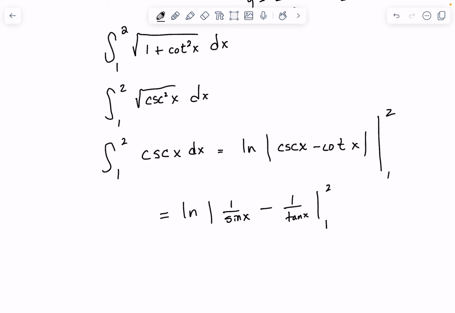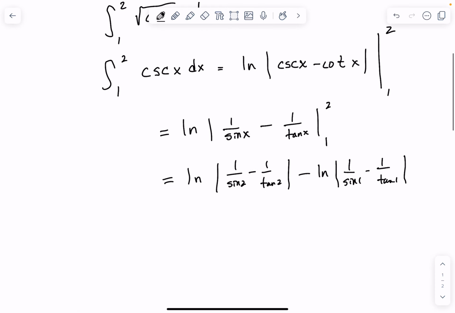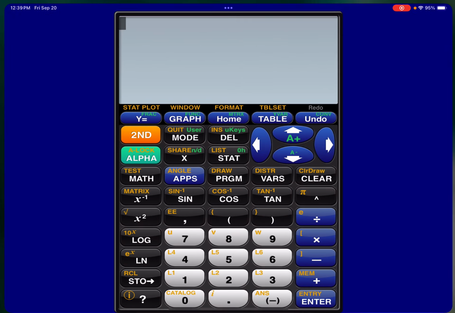So then substitute the 2, and we're going to have the natural log of 1 over sine of 2 minus 1 over tangent of 2, minus the natural log of 1 over sine of 1 minus 1 over tangent of 1. And then hopefully I can remember all of this as I go over to the calculator. So it's 1 over sine minus 1 over tangent. And then go over to the calculator.